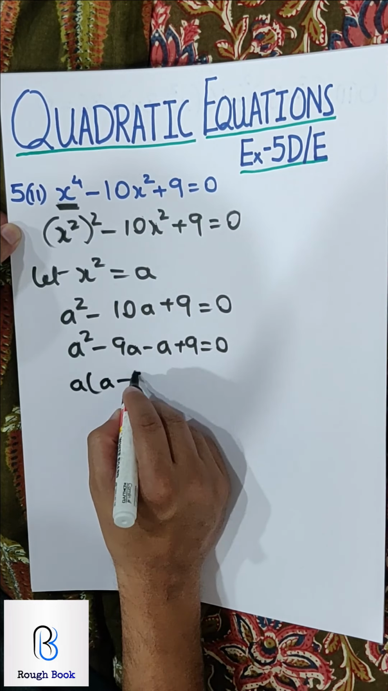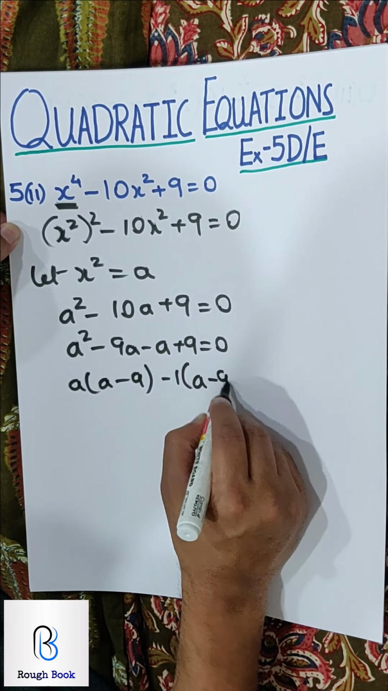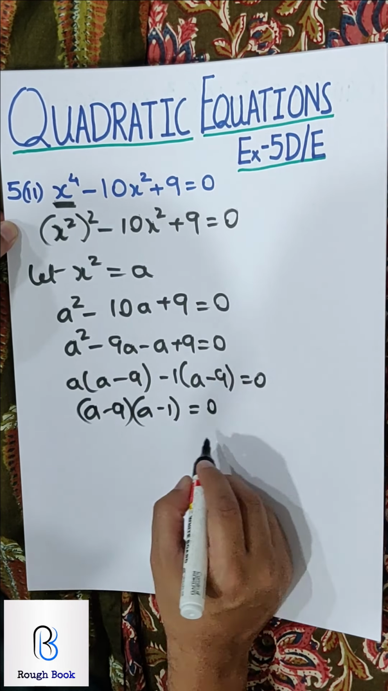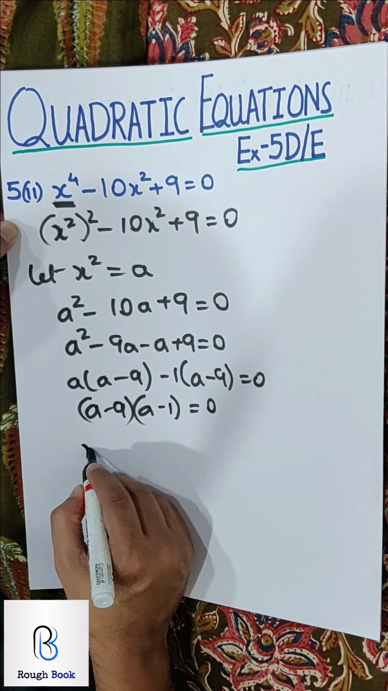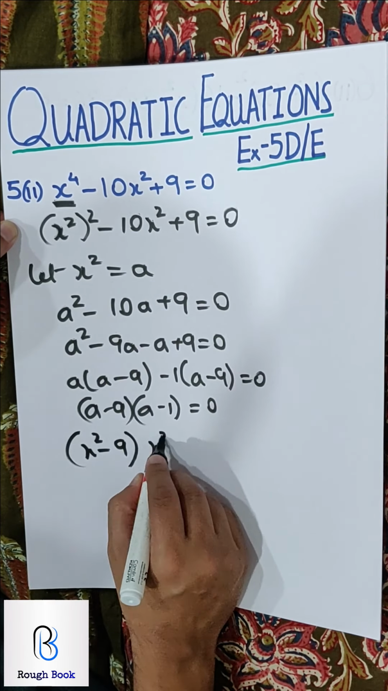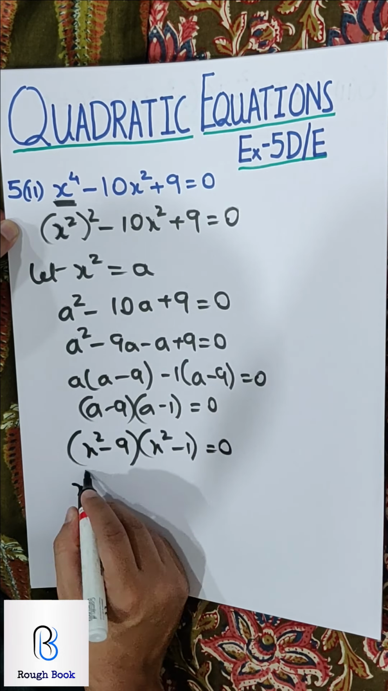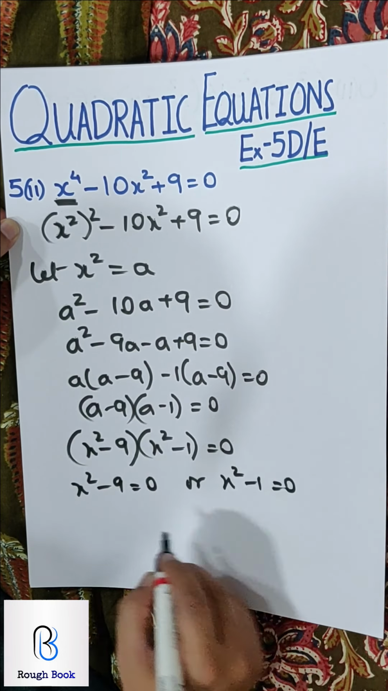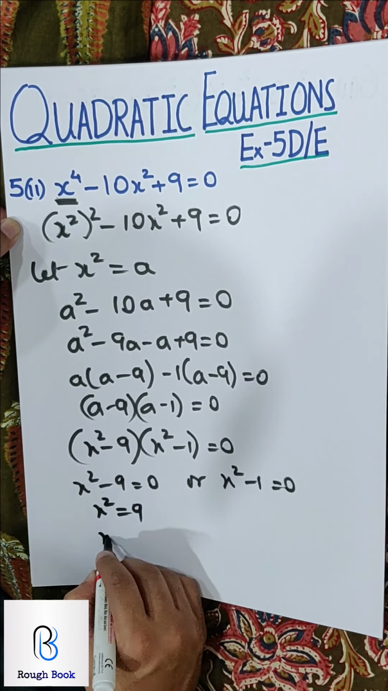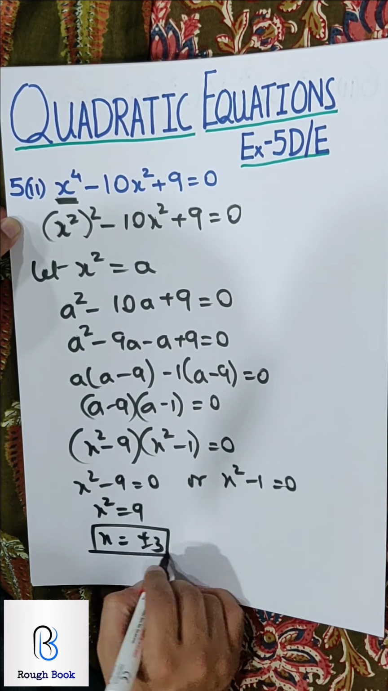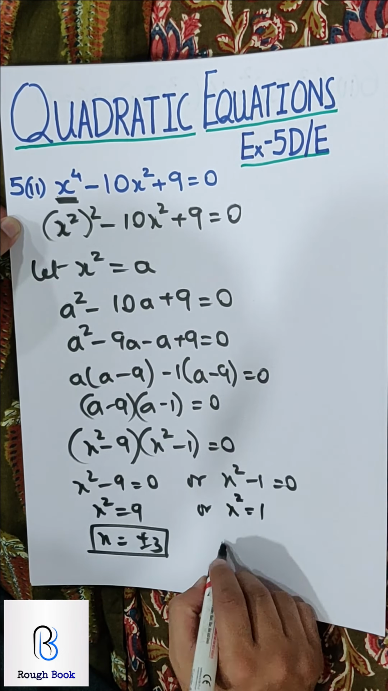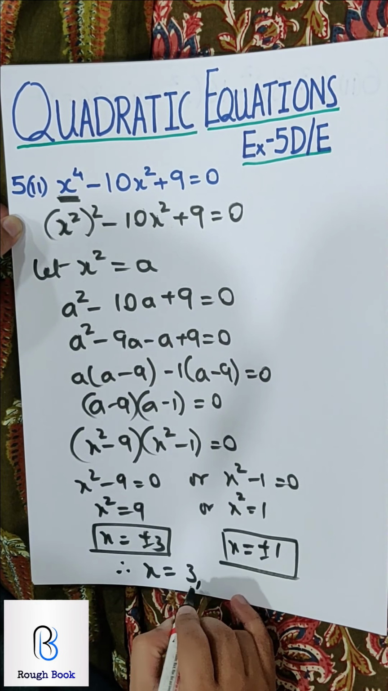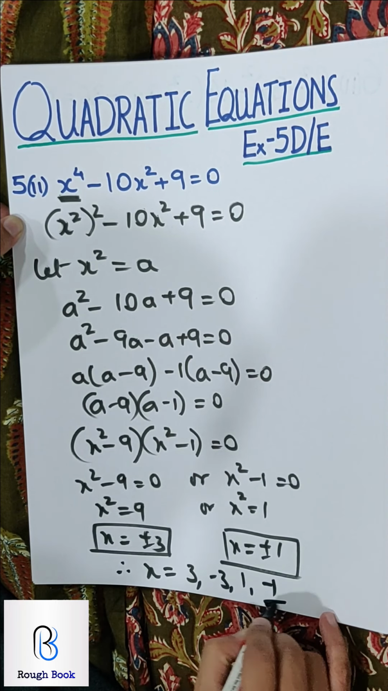so a common, a minus 9, minus 1 common, a minus 9, so I get a minus 9 and a minus 1. Resubstituting, so a becomes x square minus 9 and x square minus 1, so I shall get x square minus 9 equals 0 or x square minus 1 equals 0. So x square is 9, x becomes plus or minus 3, or x square is 1, so x becomes plus or minus 1. So ultimately you get 4 answers. X is 3, minus 3, 1, minus 1.